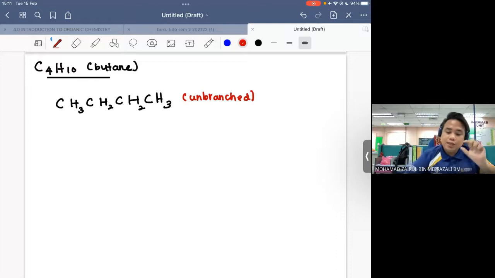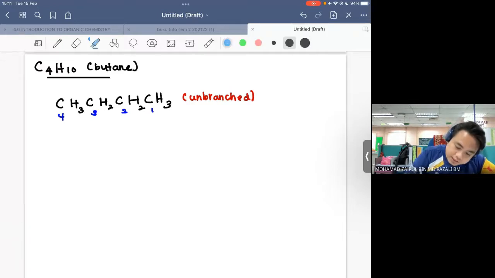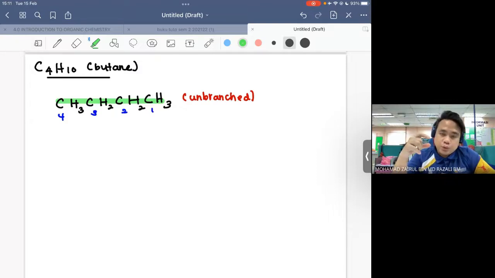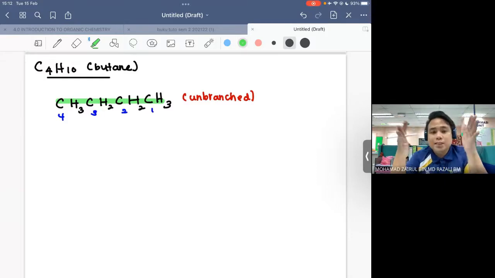Now, if we look here, the longest continuous chain in this compound is 1, 2, 3, 4. So the parent chain is equal to 4 carbon. Now we want to draw the chain isomer. As before, in chain isomer we shorten the parent chain. Initially we have 4 carbon as a parent, so we try to shorten it by one.